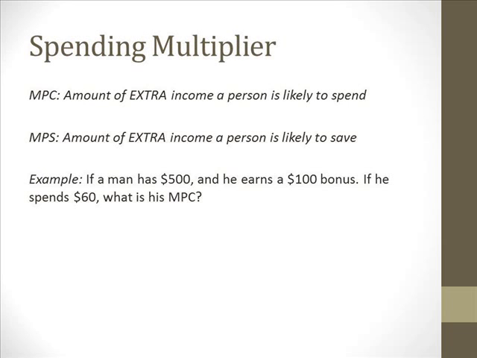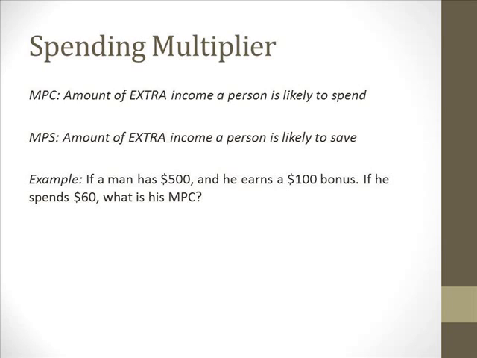So you may want to write that down here. MPS, marginal propensity to save, is the amount of extra income a person is likely to save. I had it on the last paper, and you're going to want to write this down after MPS is the MPC and the MPS. MPC plus MPS has to equal 1, because it's a percentage, a likelihood that you're going to spend or save. But there are only two options, spend or save.